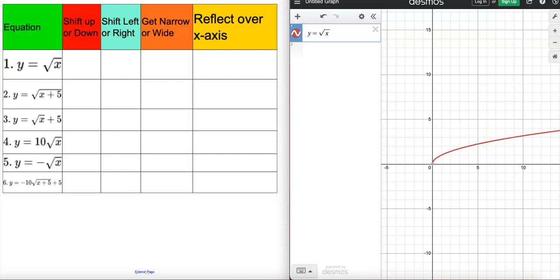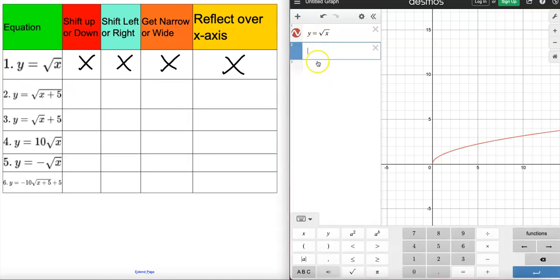Now, if this is the parent function, this is like our start. So am I going to see any shifts? Not really, because I want to compare every single function to this parent function. All right, so let's start with the first one. So we have y equals, and I'm going to keep this parent function in there. So we have y is equal to the square root of x plus 5, and all that's under the square root.